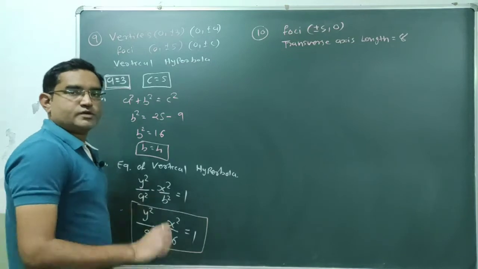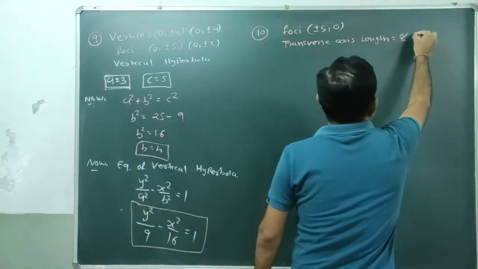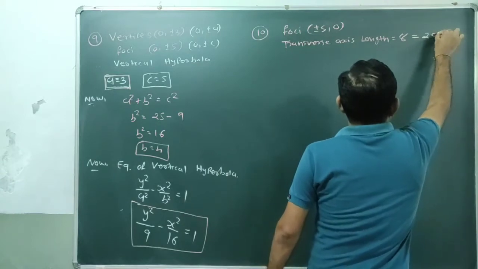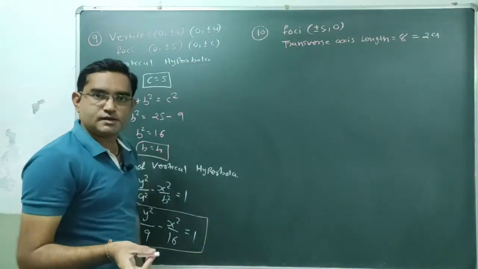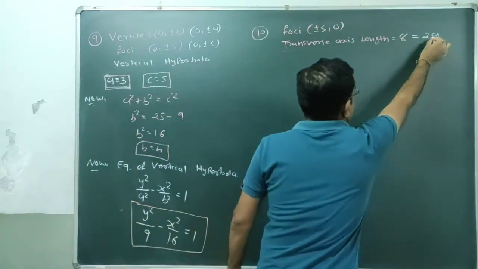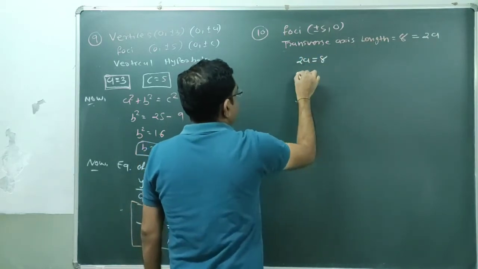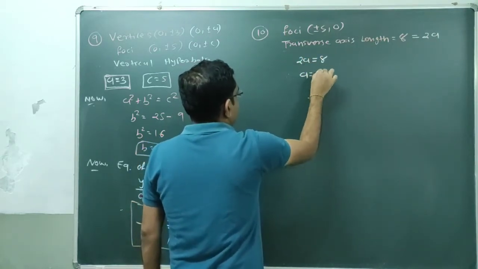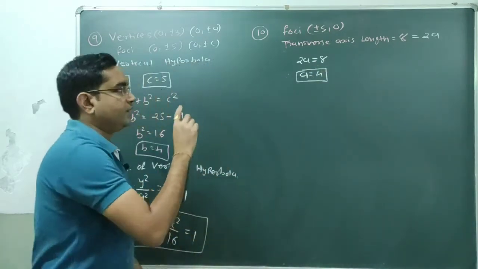So what is the transverse axis length? Transverse axis length is nothing but 2a. Transverse axis length is 2a, not a. A is the length of the semi-transverse axis, and the transverse axis length is 2a. So here our value is 2a equal to 8, and therefore a is equal to 4. Done. From the transverse axis length we got a.